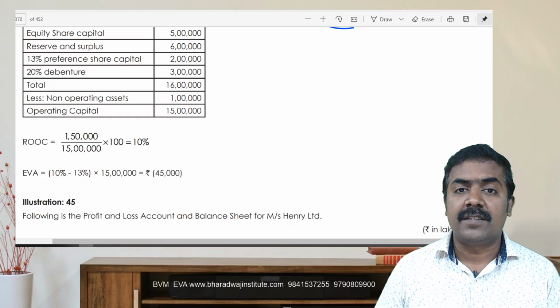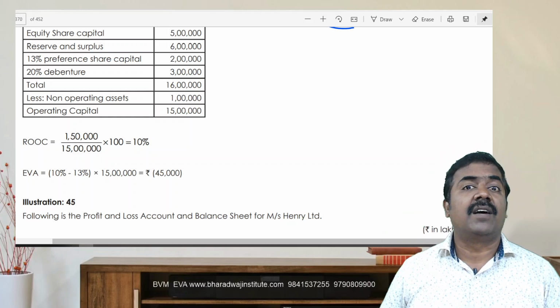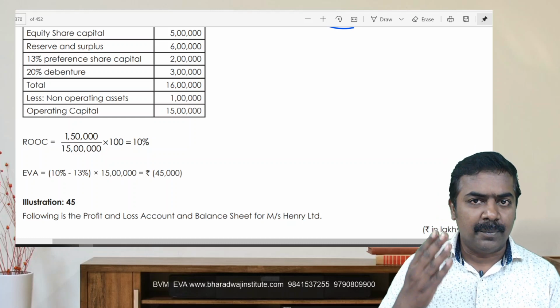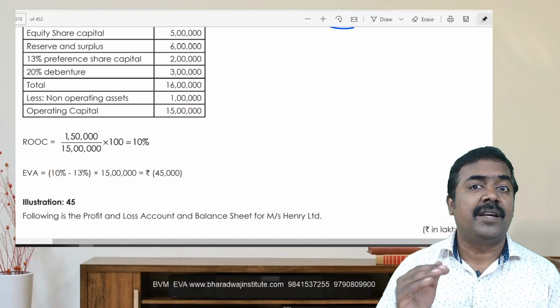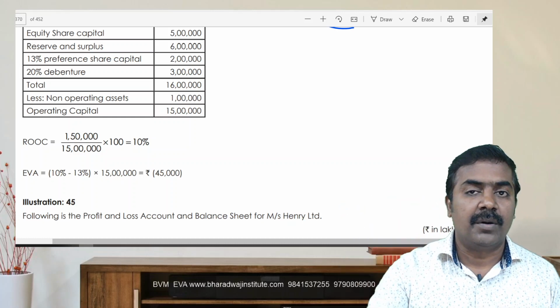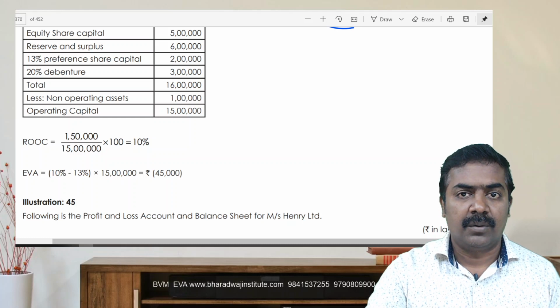So when the company is doing like this, you will find the market value will come down. Sir, the company has a profit. Yes, profit, but it is not making adequate profit. So the market price of the share will come down.